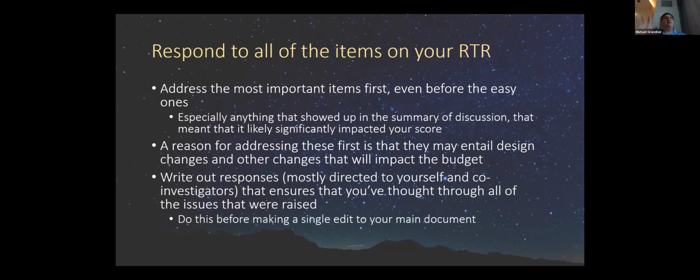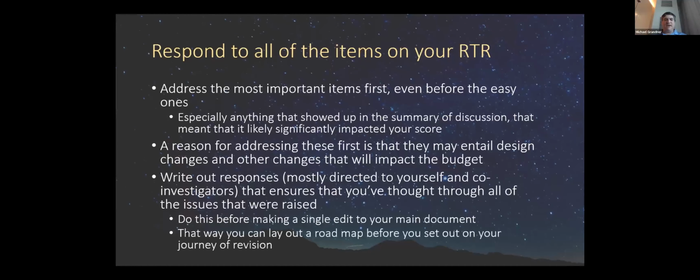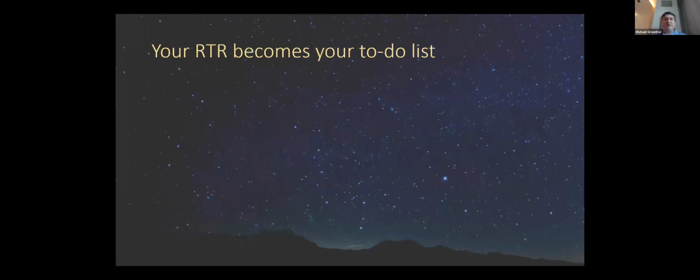When you do this, you actually write all of your responses before you make any edits to your grant document at all. You want to know what you're going to change, see if it changes the budget, make any tweaks to the budget that you need to adjust for it, think through every single change, starting with the hard ones and then going through the easy ones, until this document that you have here encapsulates every single complaint and every single solution thought through before you make a single change to your grant. That way, you can lay out a roadmap before you even set out on your journey of revision.